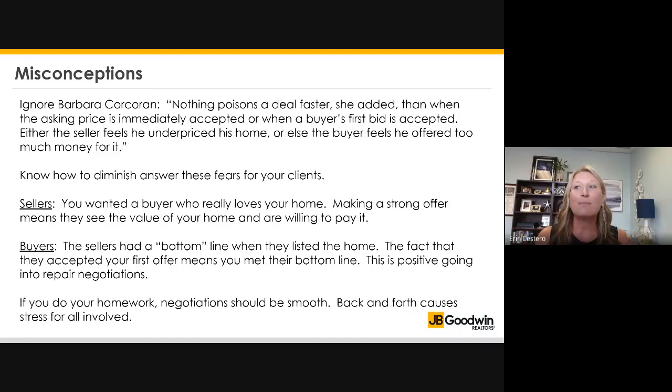For sellers, you wanted a buyer who really loves your home. Making a strong offer means they see the value of your home and they're willing to pay it. So again, I'm humanizing the other party. They didn't just steal that house from them. They agree with you. They see you took amazing care of this home, and they're willing to pay that price. For buyers, the sellers had a bottom line when they listed the home. The fact that they accepted your first offer means you met their bottom line. This is a positive going into repair negotiations. So that's how I would spin it, and those are 2 phrases that I've used 30 times in those situations, because you will consistently get that fear from folks.